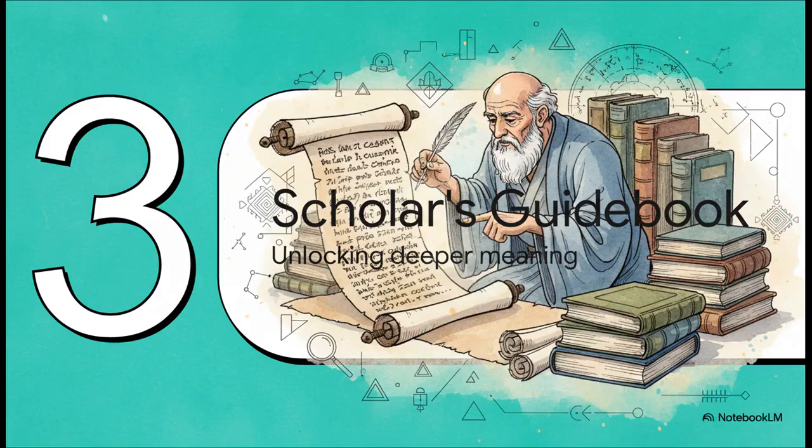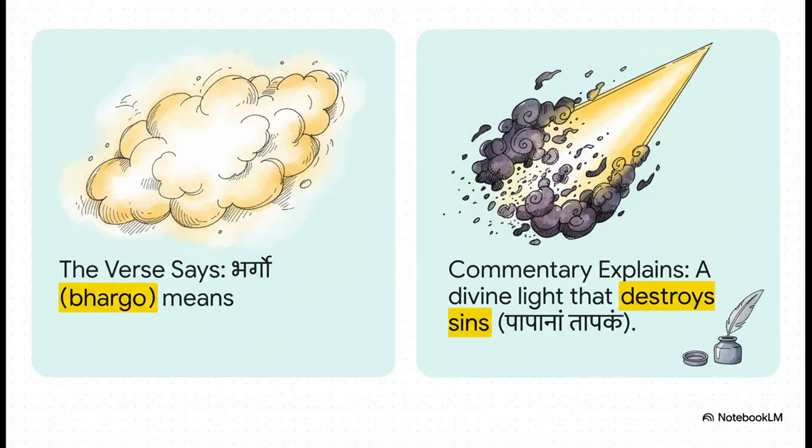But cracking the words is really only level 1. Remember all that smaller text on the page? That's the commentary. You can think of it as an ancient scholar's guidebook, written specifically to help us unlock even deeper layers of meaning. Now check out how the commentary just completely enriches the original. The verse simply says radiance, but the commentator comes in and explains that this isn't just any light. It's a divine radiance that actively destroys sins and spiritual ignorance. Wow, that adds a powerful new dimension to our understanding, doesn't it?